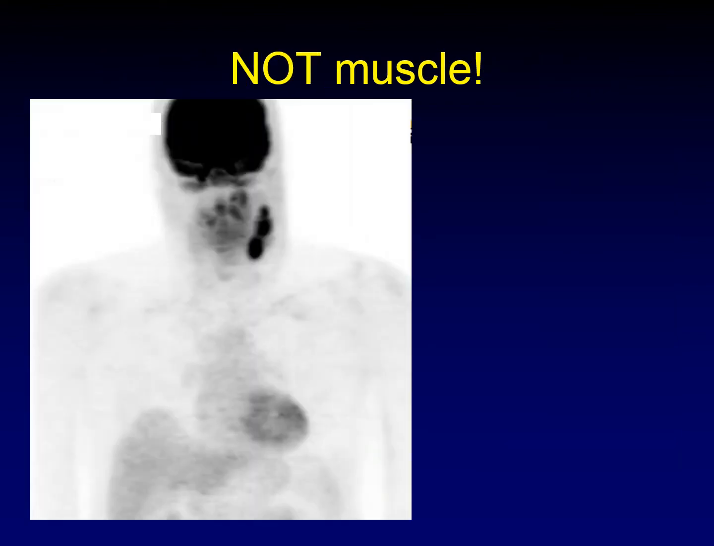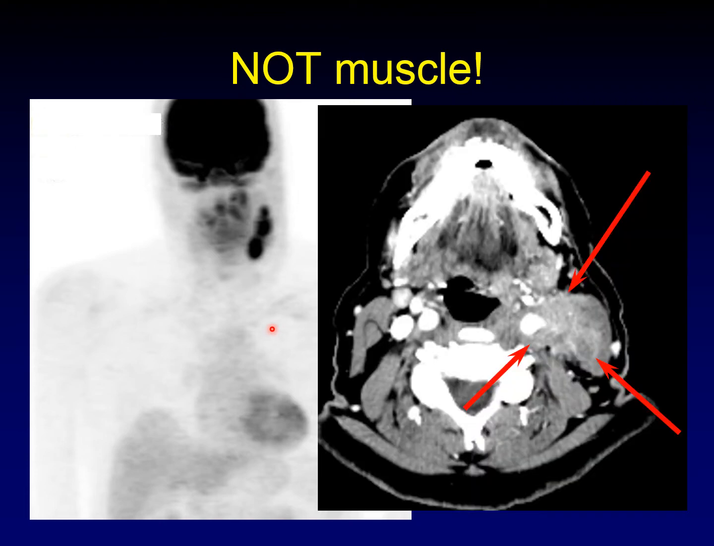One of the clues that you're dealing with artifactual muscular uptake is the longitudinal configuration of the FDG avidity. But it's not a perfect clue. Sometimes you get fooled. This patient, even though it looks like longitudinal uptake, is really just a string of recurrent lymph nodes in the lateral neck.